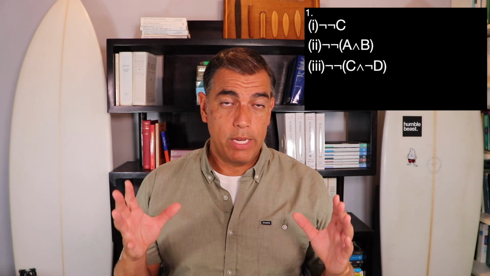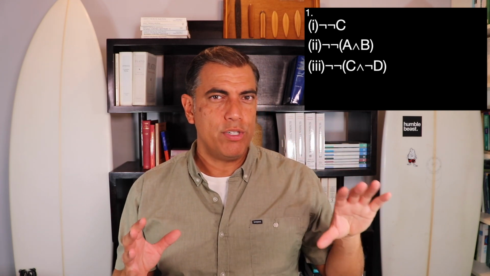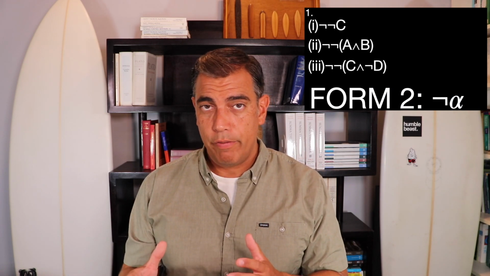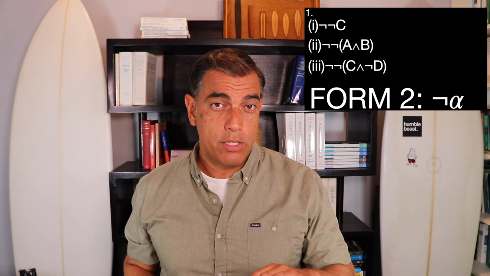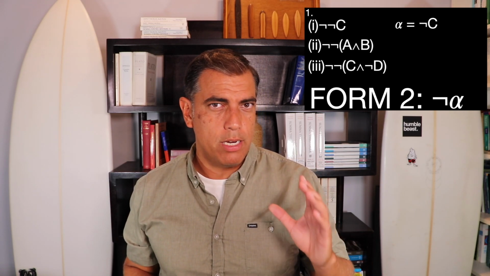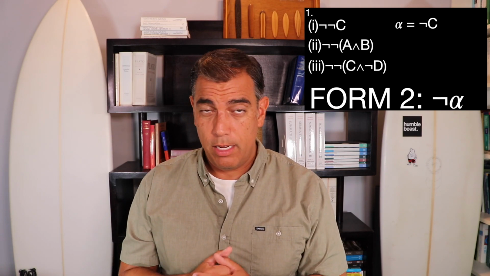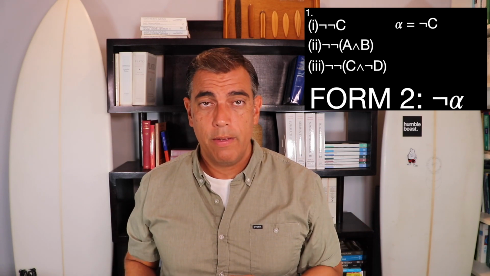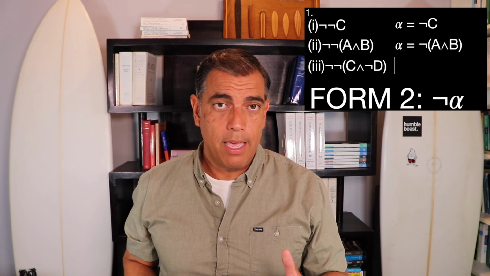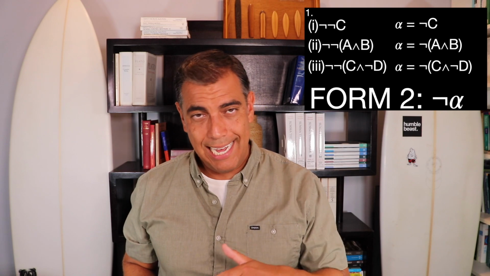But it's also the case that we can take, not just the entire proposition, but most of the proposition, just not that first negation there. So we'll have a negation and then alpha. That is our second form here, not alpha. And in not alpha, alpha could stand here for C. It wouldn't stand for not C, right? Just the C, because in this logical form we already have a negation there. The alpha could stand for not A and B, and alpha could stand for not C and not D.